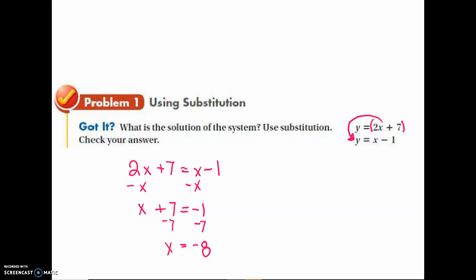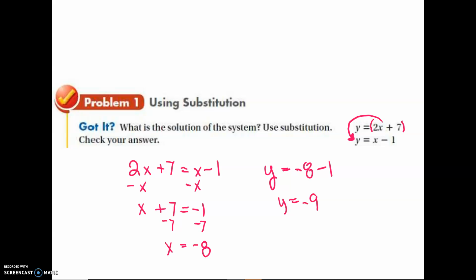So it really doesn't matter which equation you pick, but you want to pick one of the original equations. So I think I'm just going to pick the second one, and I'm going to take negative 8 and just plug it in for x this time. So I will say y equals negative 8 minus 1. That replaced the x, so y is going to be negative 9.